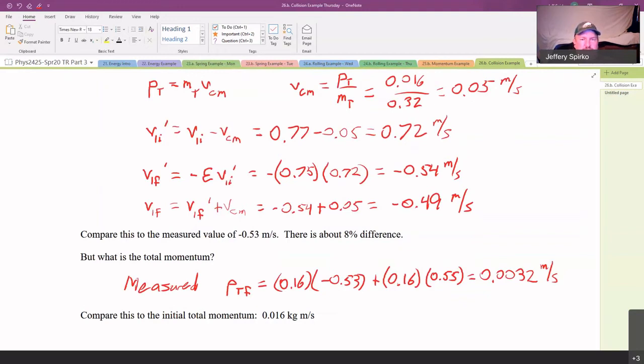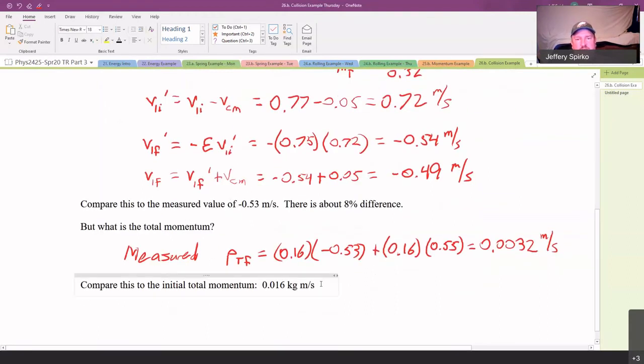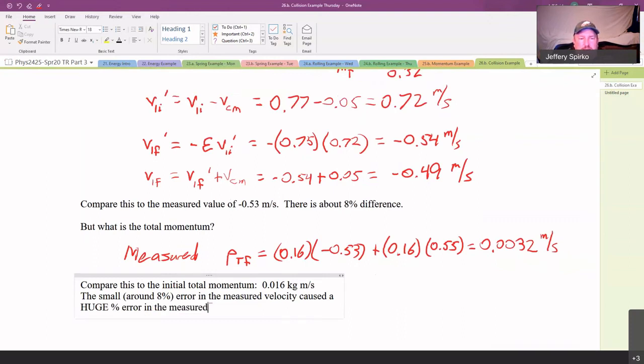I feel like there might be something wrong here. So I'm just going to recalculate it and make sure. Yeah, that's correct. So that small error in the measured velocity caused a huge percent error in the measured momentum.